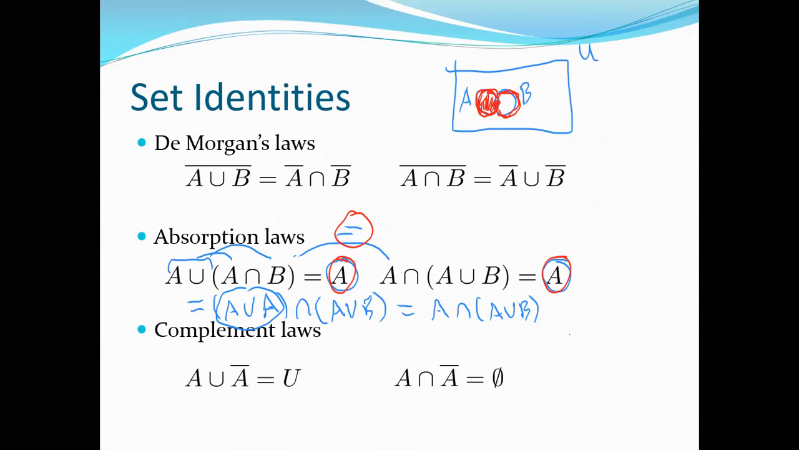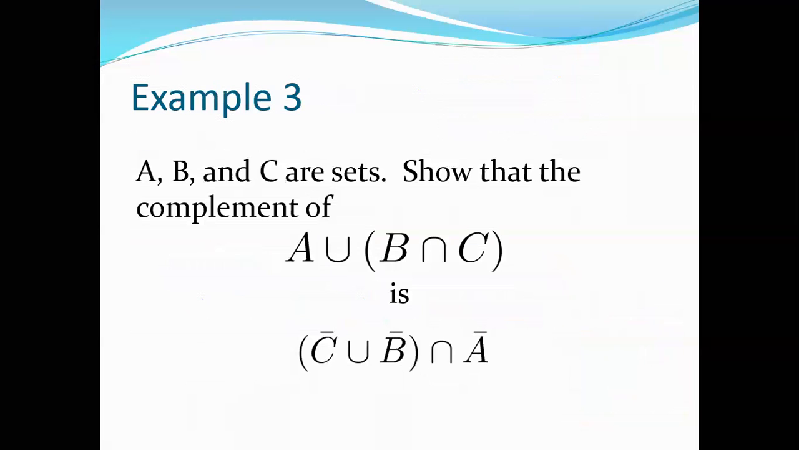I'm just saying, if this is A, where's A complement? So if I union those two things together, I get the entire rectangle, yes? If I intersect those things, do they have anything in common? No, there's nothing in common. Okay. All right, any questions on those? Hopefully these make sense. Okay. All right.